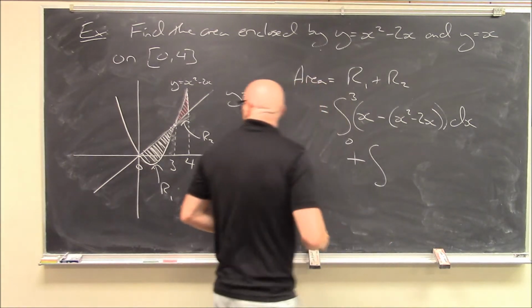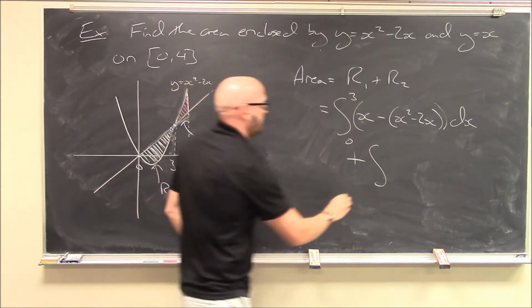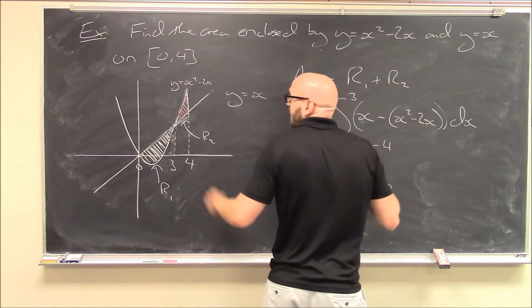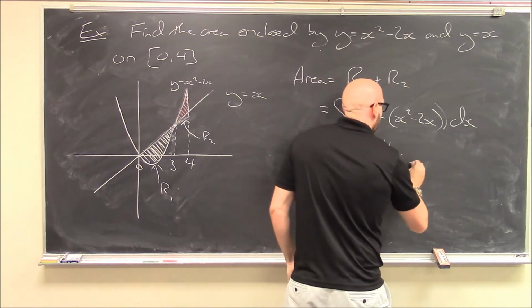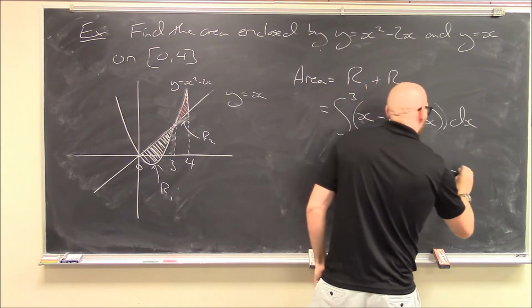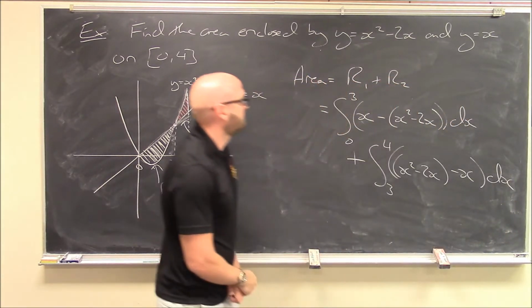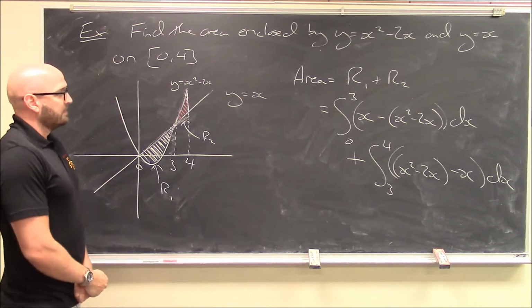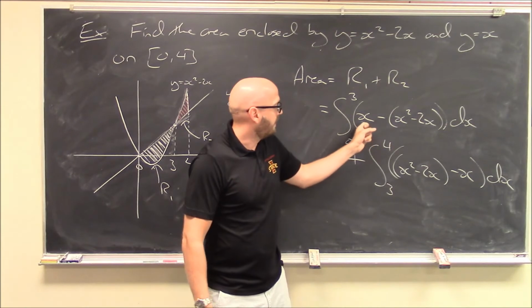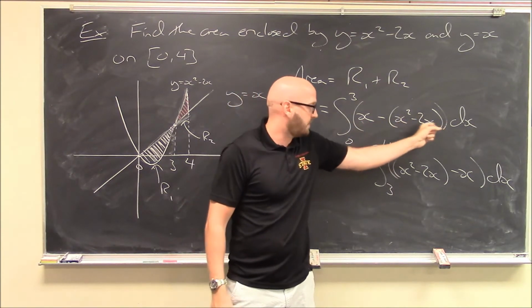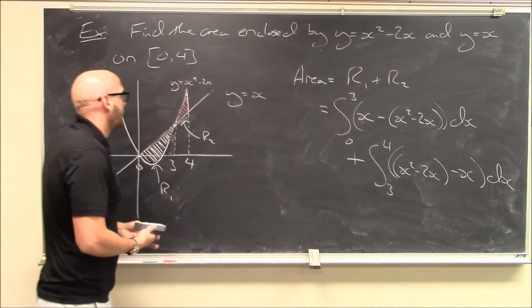plus R2, so integral from 3 to 4. Now I have a different upper function. Now it's the parabola, x squared minus 2x, minus x, dx. This is why I had to break them up, right? These two integrands are different. In one case I've got x minus (x squared minus 2x), and over here I've got x squared minus 2x minus x. So very different integrals.